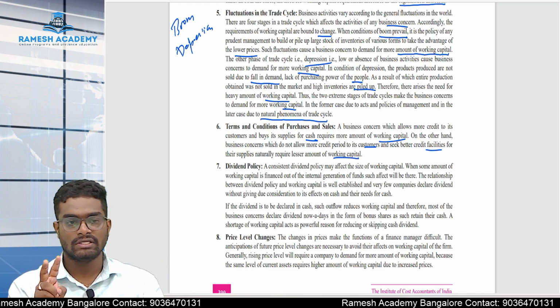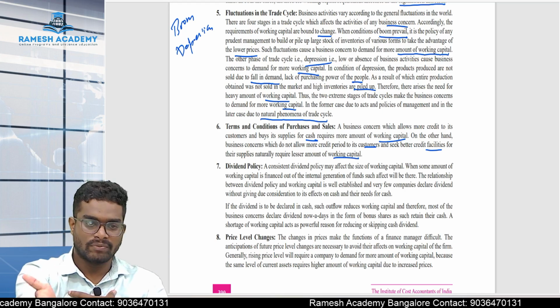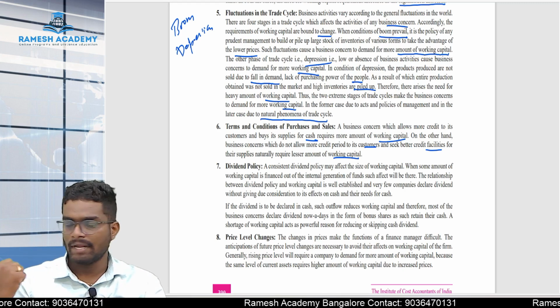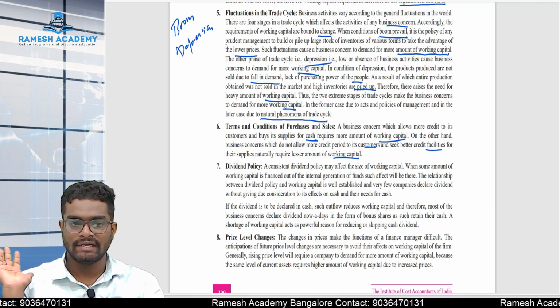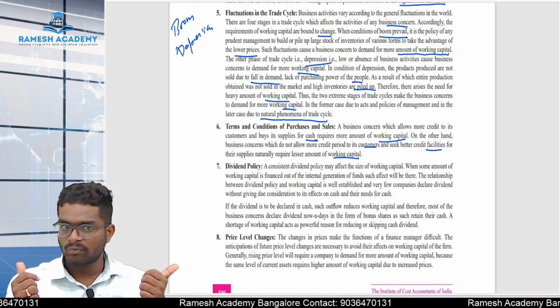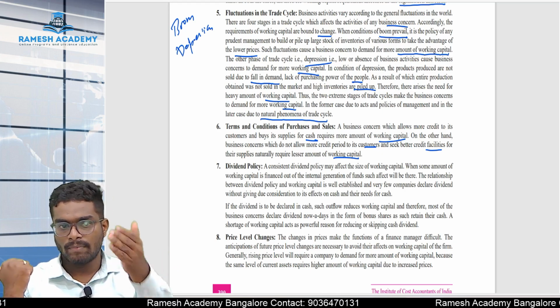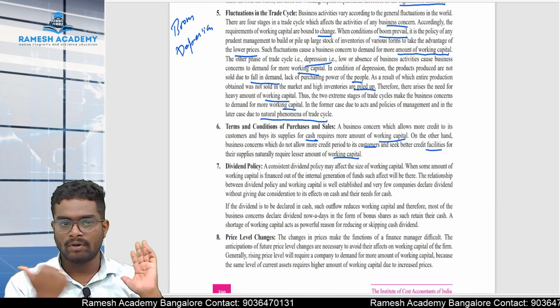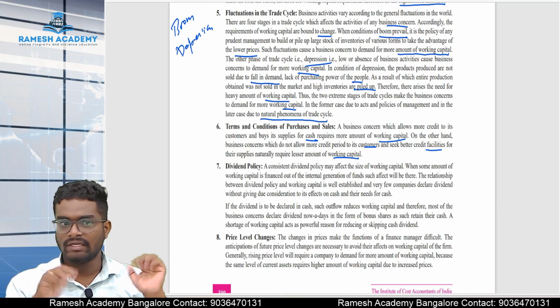So there are 2 scenarios. One, I will tell you, you are my customer, give me after 45 days, I am okay with it. But for the supplier, I will tell him, no, I will make payment to you immediately. In this situation, obviously I require more funds because I have to pay him immediately, but you will give to me only after some time. For that, I need funds.